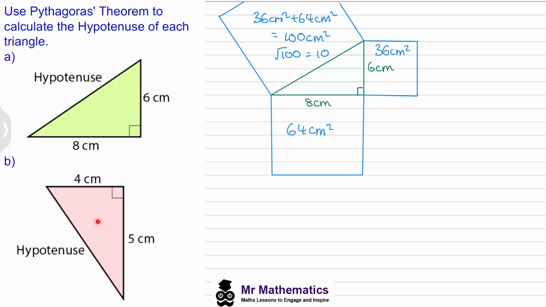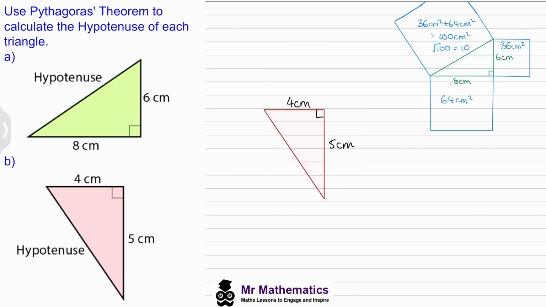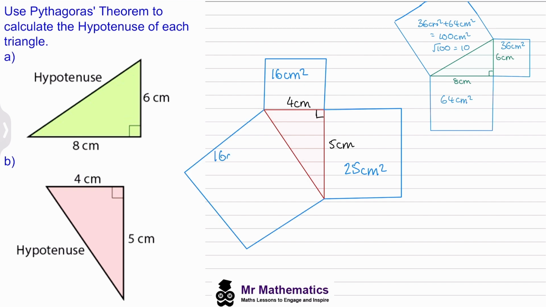If we look at example B, we begin by drawing a square on the two shorter sides. So this square will have an area of 4 times 4, or 16 centimeters squared. This square will have an area of 5 squared, so 25 centimeters squared. So the area of the square on the side of the hypotenuse will be the 16 centimeters squared plus the 25 centimeters squared, which is a total of 41 centimeters squared.